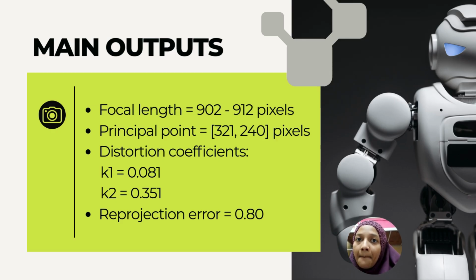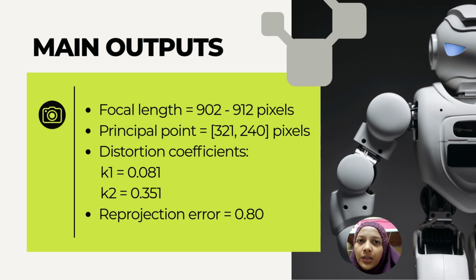For K1 and K2, K1 corrects distortion near the image center, and K2 corrects distortion near the edges. We have 0.08 and 0.35, where the positive values indicate barrel distortion, where lines appear to curve outward. And for our extrinsic parameters, they describe the camera's position and orientation relative to the checkerboard.